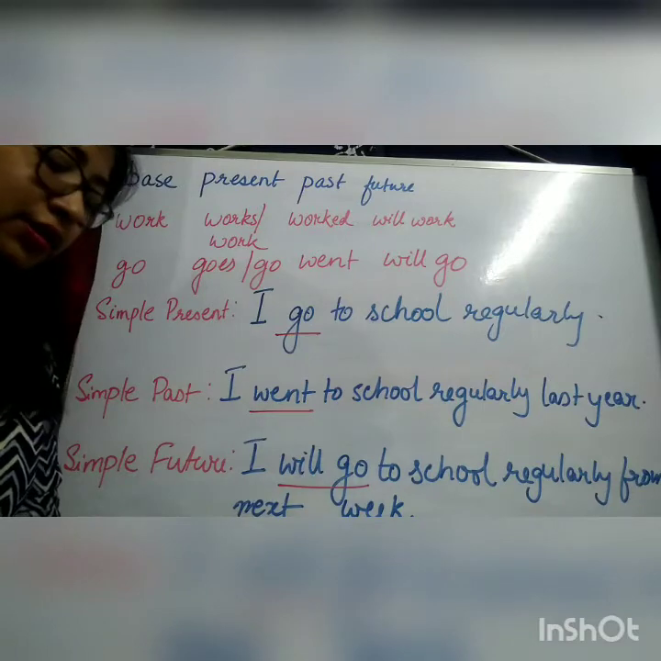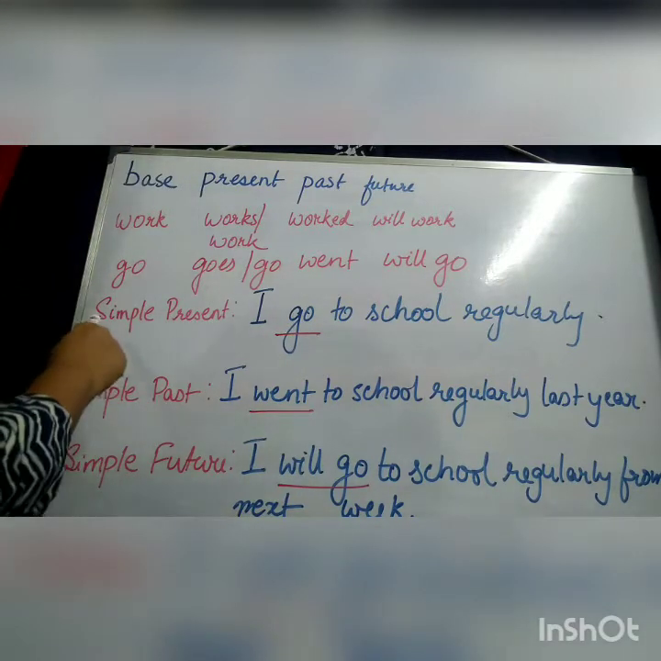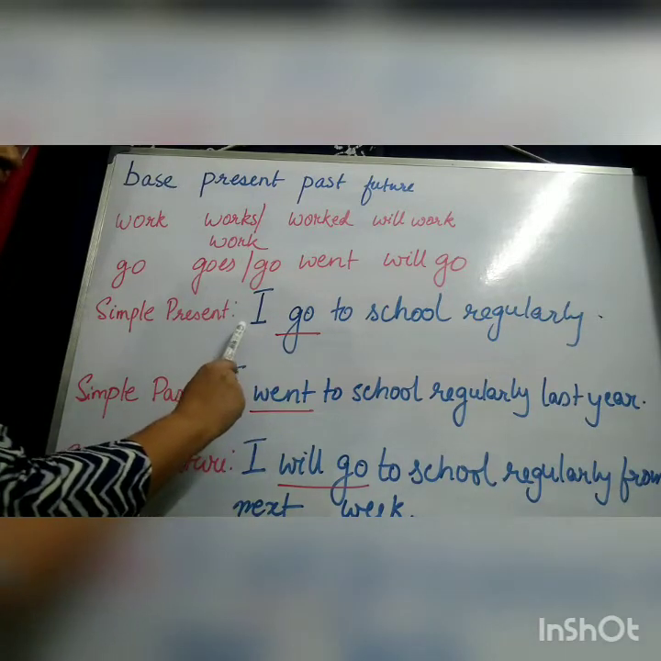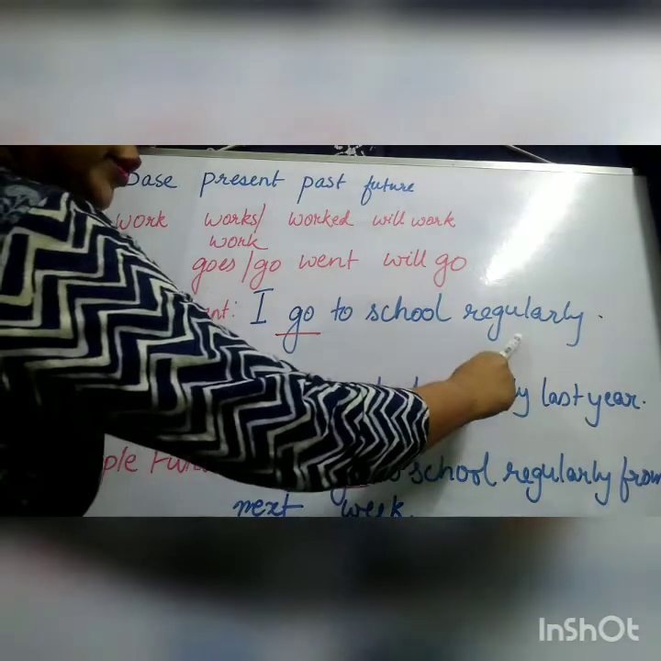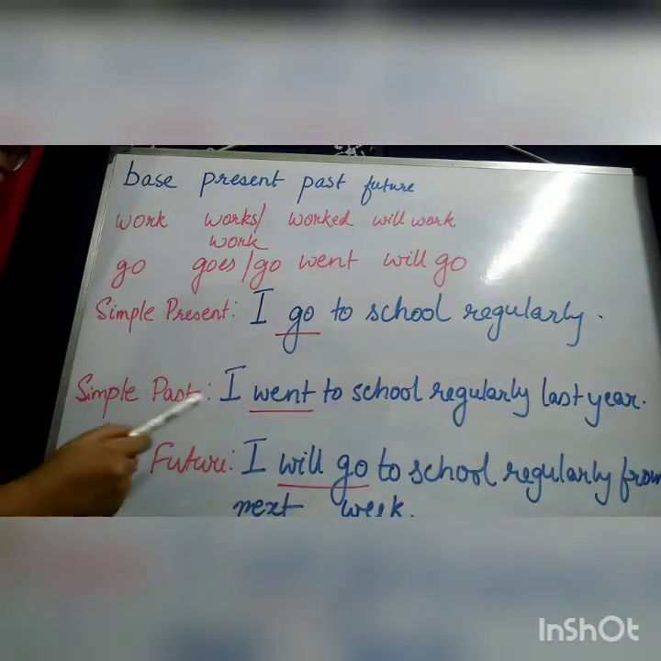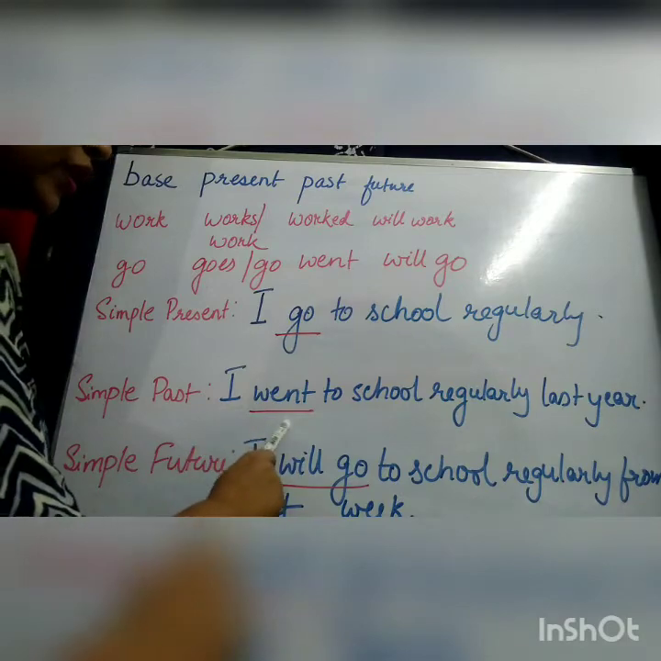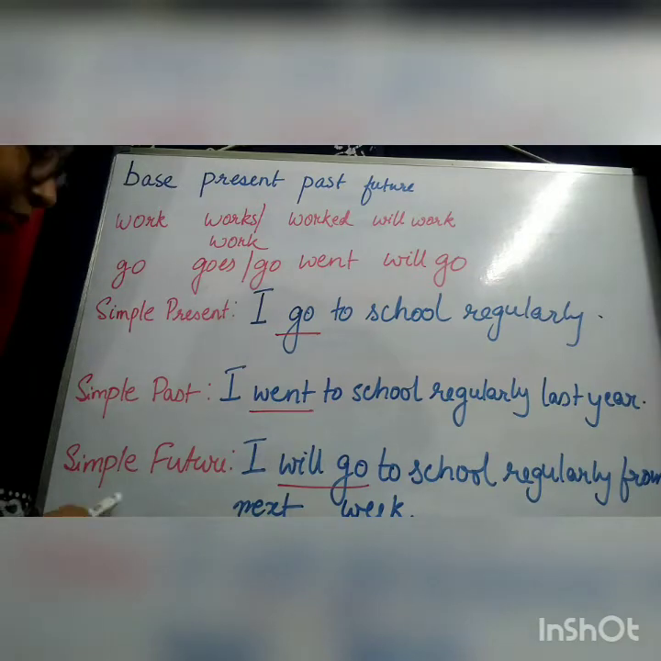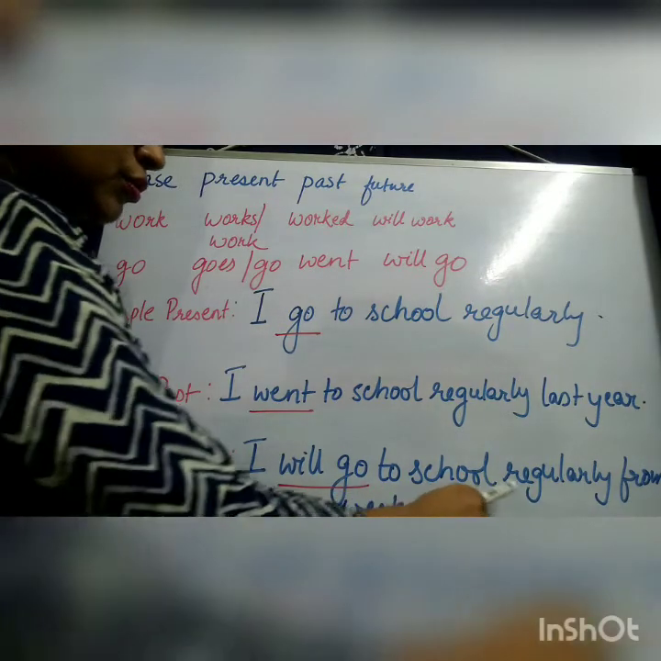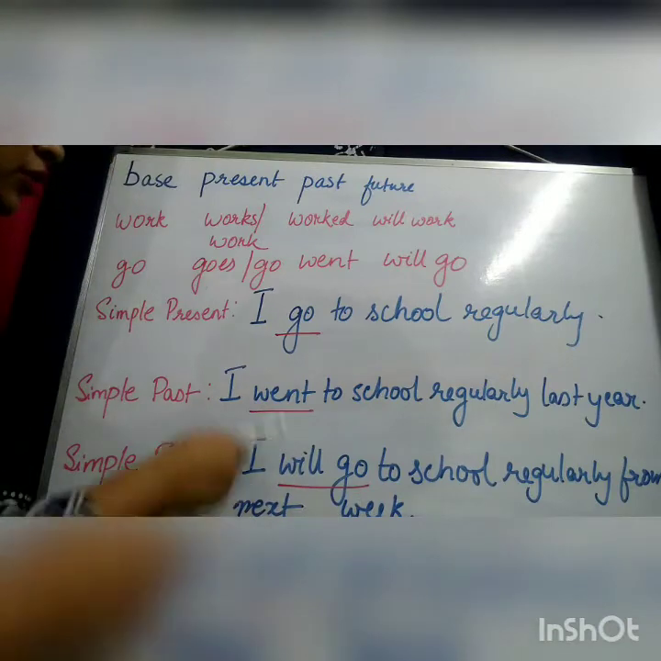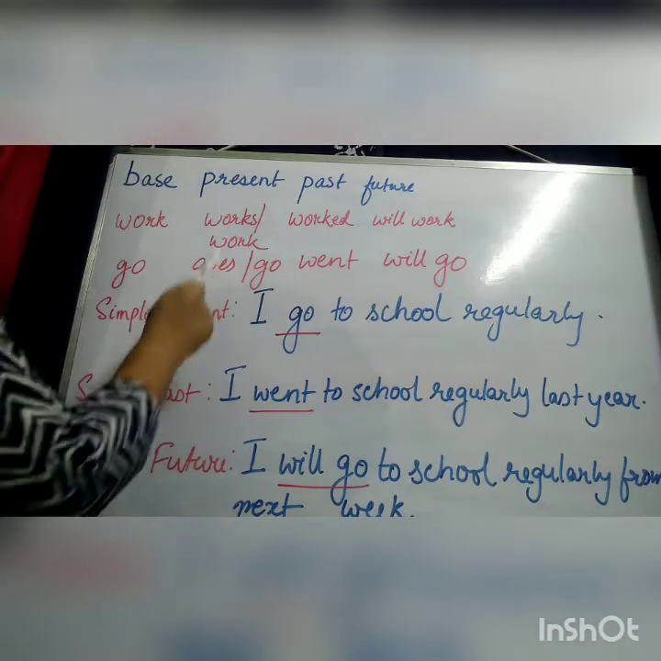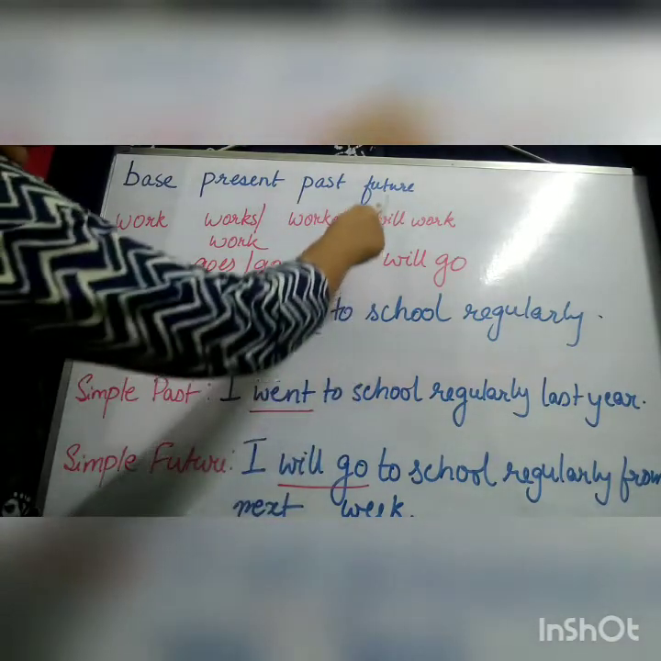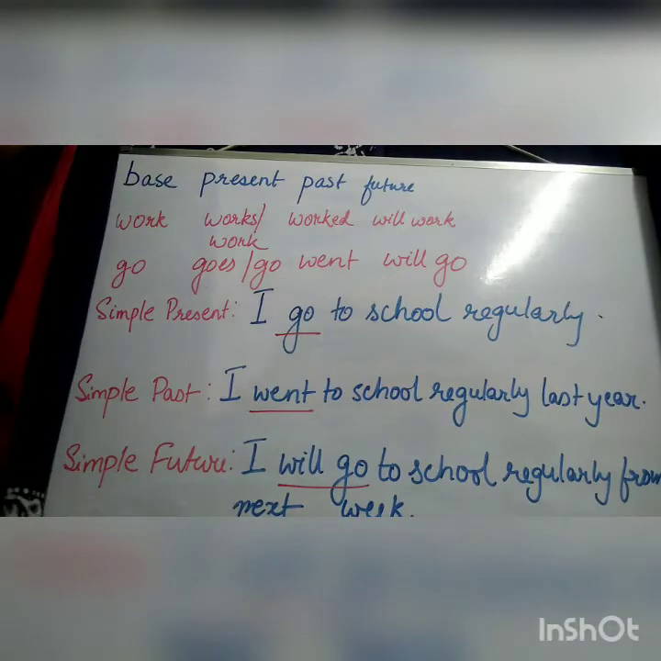Let us take a look at some examples. The first example over here is written in simple present tense. I go to school regularly. This same sentence, when it is written in the past tense, becomes I went to school regularly last year. And the same sentence becomes I will go to school regularly from next week. So we see go belongs to the present category, went belongs to the past category, and will go belongs to the future category of tenses.